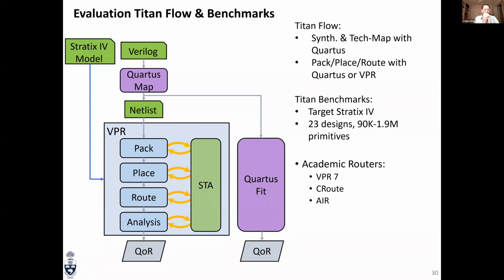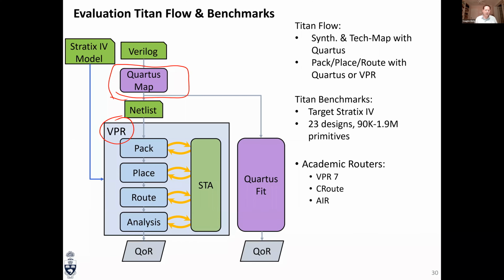Okay, so let me just evaluate that router. How well does it work? So we took a series of large benchmarks called the Titan benchmarks. They range from 90,000 to 1.9 million primitives, so they're pretty big. In this case, we're not using the full open source flow. We're using the VPR place and route tool, but we're using Quartus for logic synthesis because these designs use a lot of IP and a lot of Verilog language features, so it's a lot easier to get them through the Quartus synthesis tool. And then we compared 3 academic routers.